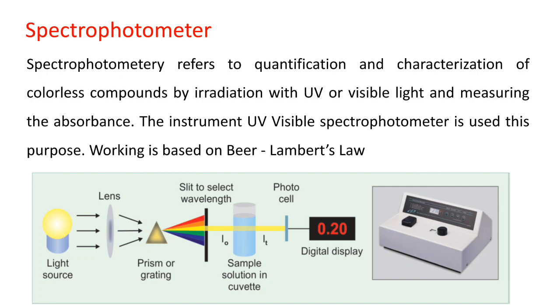Spectrophotometry refers to the quantification and characterization of colorless compounds by irradiation with UV or visible light and measuring the absorbance. The UV visible spectrophotometer is used for this purpose, and it works based on Beer-Lambert's law. We already discussed Beer-Lambert's law in the colorimetry class.